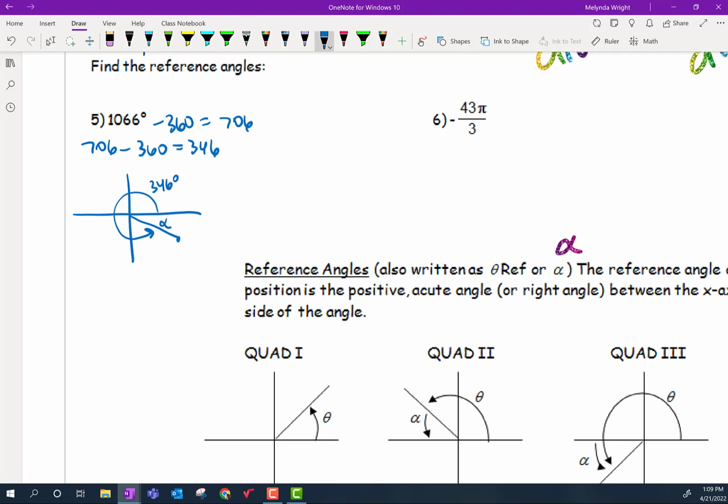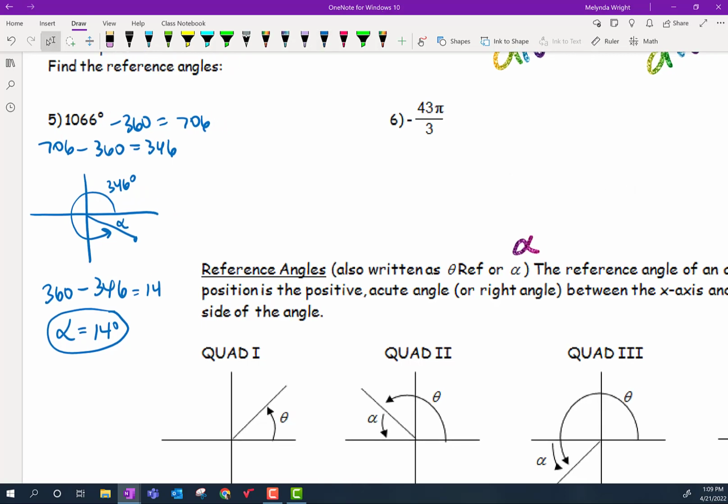So we need to find our reference angle. What do we do? Well, it's kind of common sense, right? If I go all the way around, isn't it 360? So what if I took 360 and subtracted 346 from it? Wouldn't I get this little spot right here? Yes, I sure would. So our reference angle is going to be 14 degrees, because that's 14.